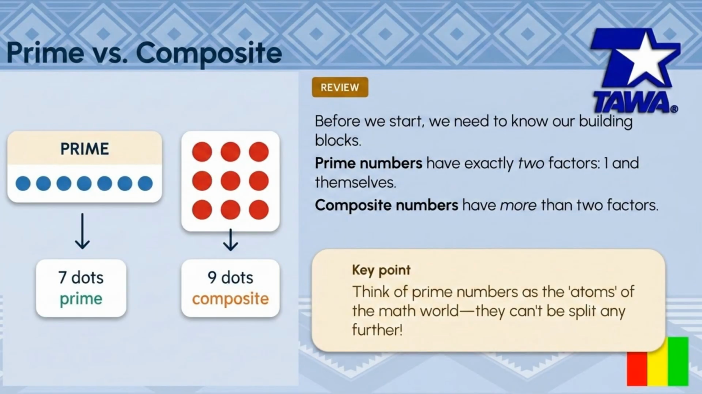Let's review the building blocks. Prime numbers have exactly two factors, 1 and themselves. Composite numbers have more than two factors. Think of primes as the atoms of math.